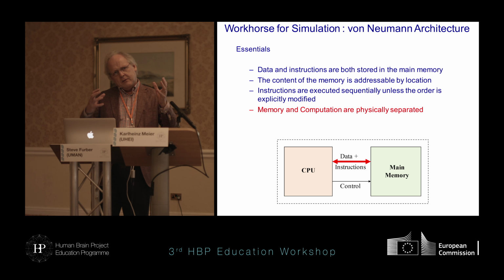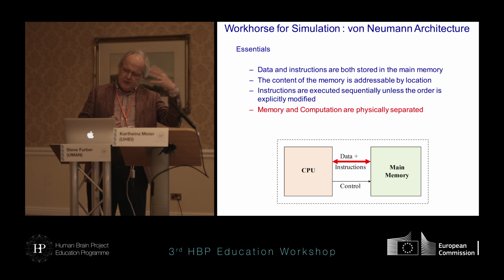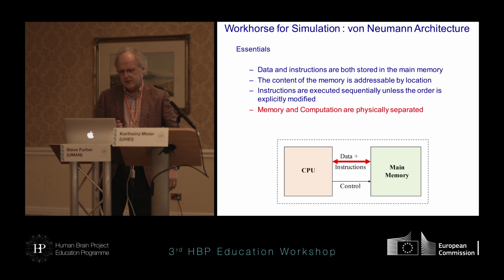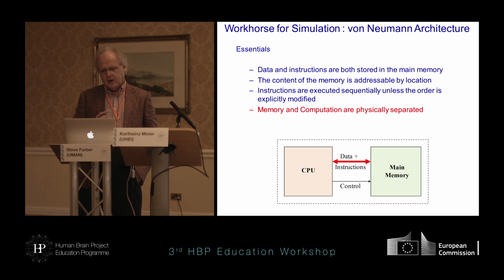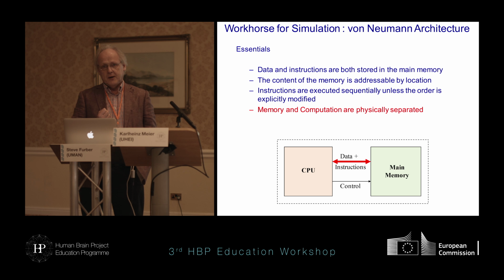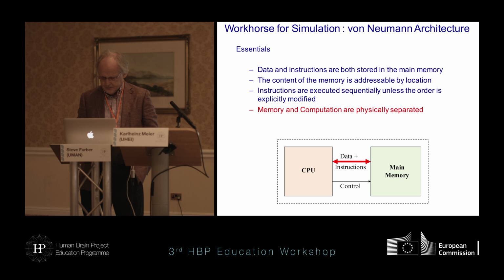And the memory and the computation in this model are physically separated. You have the processor on one side, the memory on the other. You have address and data buses that connect them, a few control signals. And what this leads to is what's been known for a long time as the von Neumann bottleneck. The fact is that the amount of stuff you can get across that interface is the thing that limits the performance of your computer, the performance of your simulation.